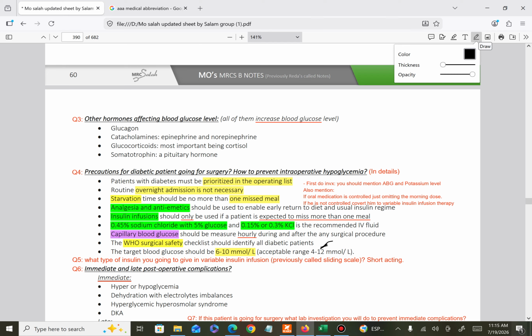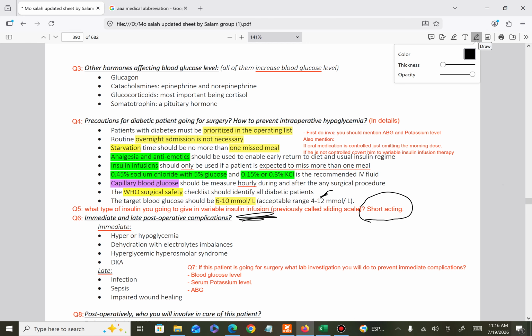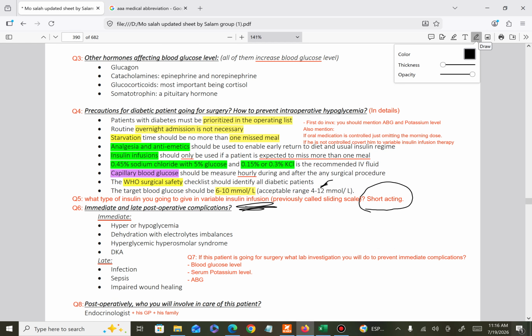Now what type of insulin are you going to have in variable insulin infusion? Okay, previously called sliding scale. So we will have to use the short acting insulin in variable insulin infusion.